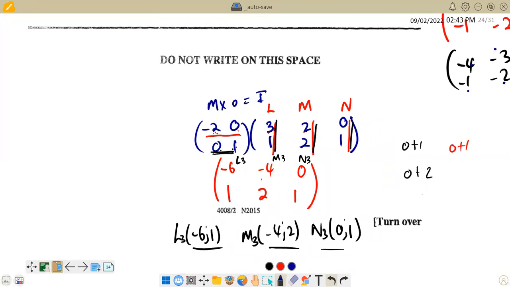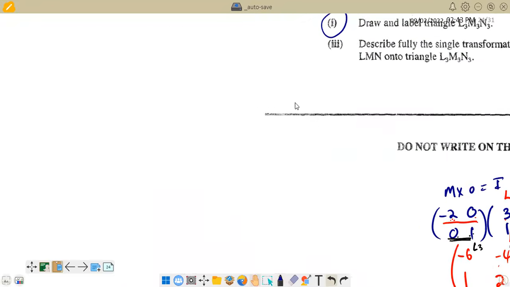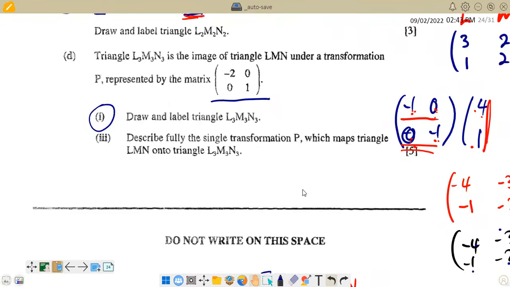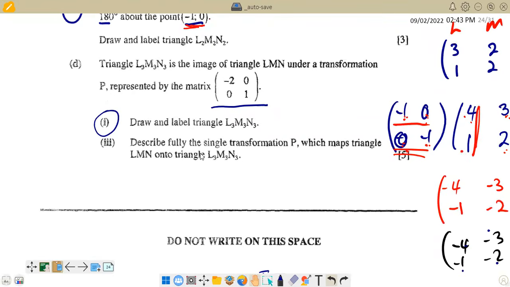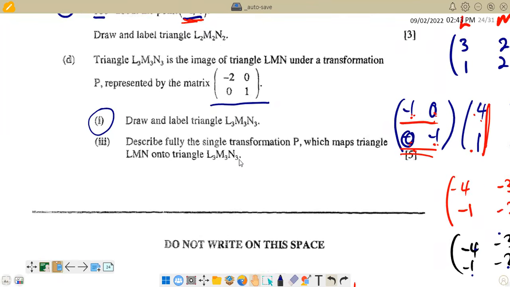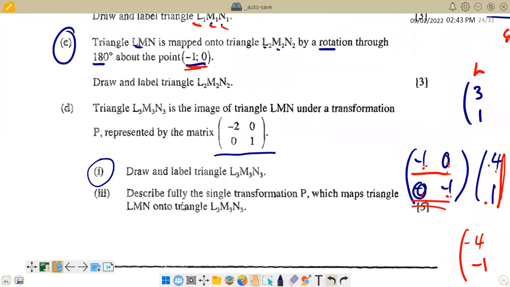And back on the other question, let's see now what we are given. Describe fully the single transformation P, which maps triangle LMN onto L3, M3, N3. All right. So for you to describe this transformation, you're going to simply use this matrix that you're given because you know your matrices, guys. So which matrix is this one? You can see this one is the part that we have from your hook. Remember from your hook there, this one. We now had this as a constant.